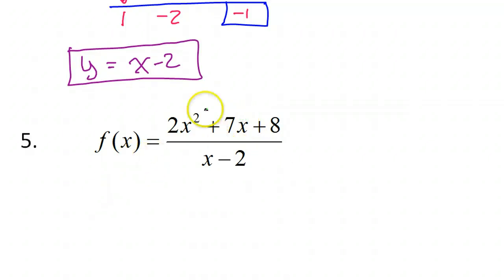Lost my train of thought. Okay, yeah, this is a linear binomial, so once again we can do synthetic division. If I set that equal to 0, that would give me 2. 2, 7, 8 are my coefficients.